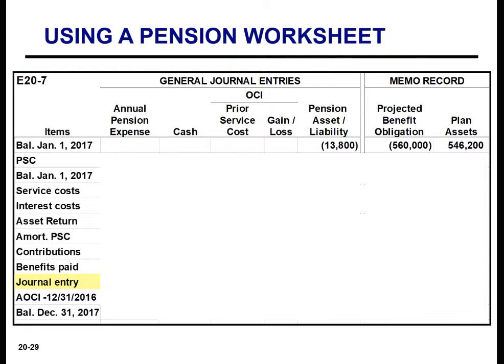So first we start off with the projected benefit obligation of $56,000, and then they had plan assets of $56,200. That means that we would have additional liability we would need to recognize of $13,800. Currently, the plan assets are less than the projected benefit obligation. This means that we need to account for that.